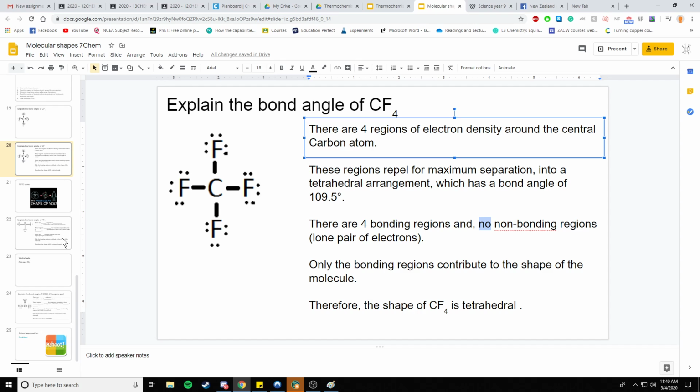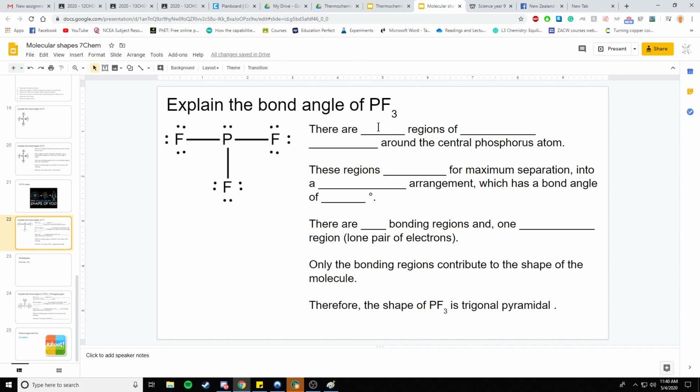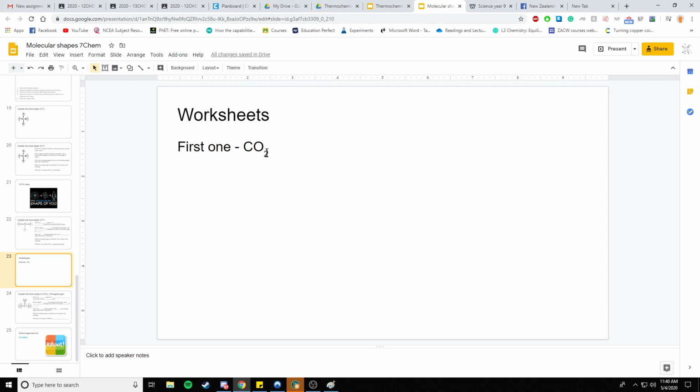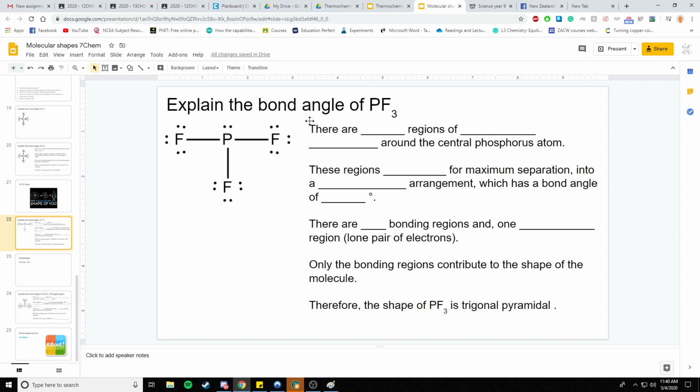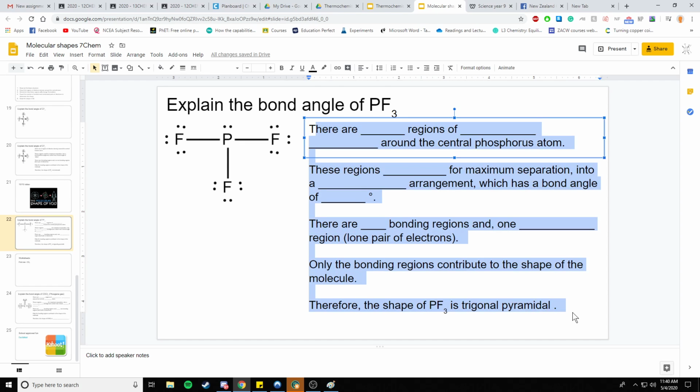So today in Google Classroom, you're going to have to do this one, PF3, and you're also going to have to do this one, which is CO2. These are the 2 things you're going to have to do in Google Classroom, and you're going to have to write out the answers in terms of this.